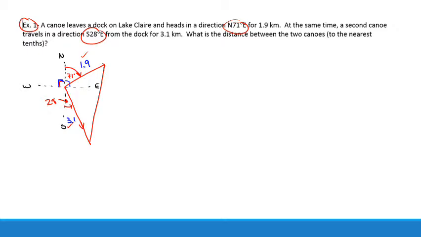So the portion inside the triangle will be whatever 71 plus something equals 90, so whatever the difference is. So that ends up being 19 degrees. So I know that's 19 from here to here. And then it's 28 degrees over on this one. So 90 minus 28, 62 degrees. This ends up being 62 degrees.